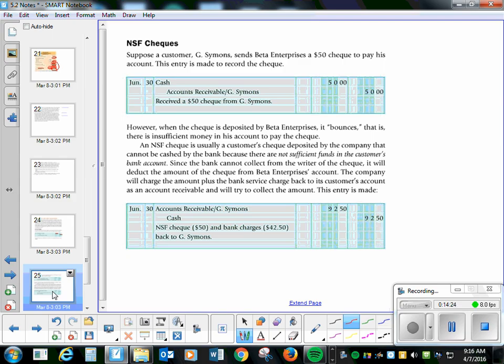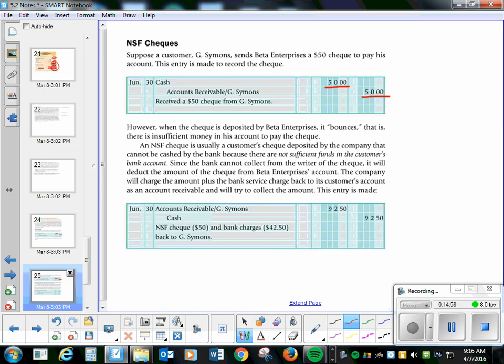You also have to record your NSF check. Your cash is going up 50 and accounts receivable is going down 50. That was from a customer who sent Beta Enterprises a $50 check to pay his account, but it didn't actually go through. So I think I had told you that it was a check that the company had written, but it actually was a check that they had deposited from a customer. So they need to put that back in their account as well.